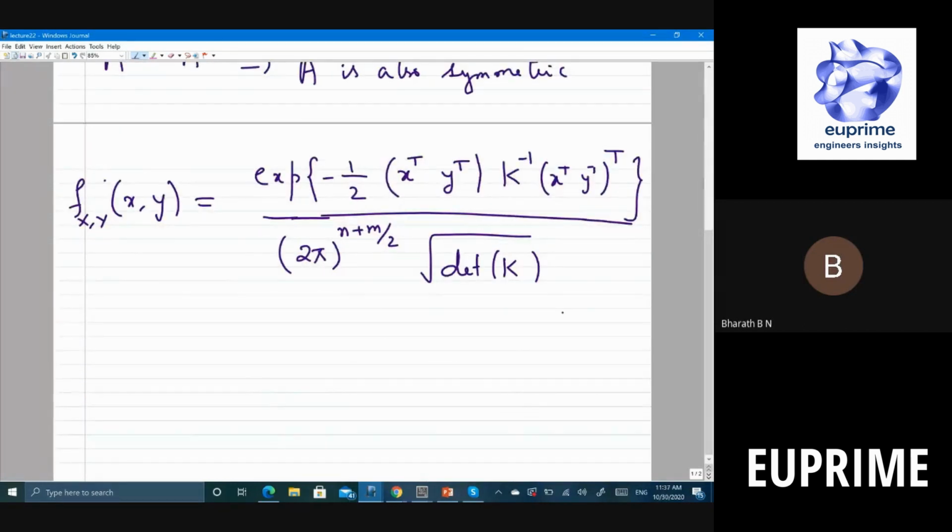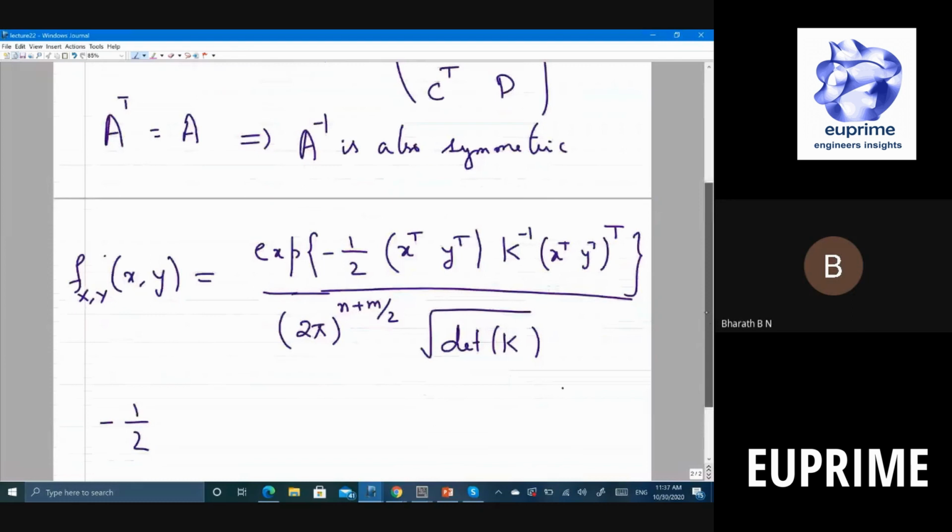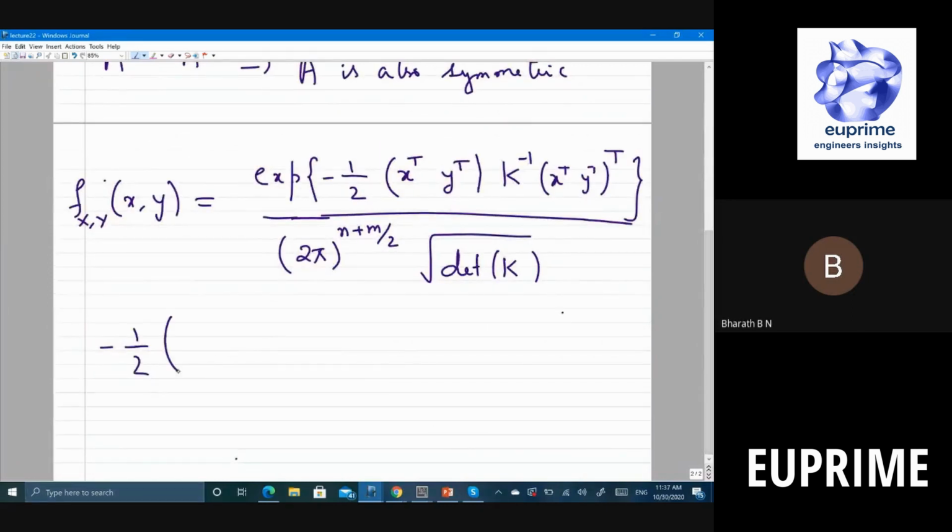Now I can write the exponent in the following way. The exponent would be minus half, x transpose y transpose K inverse. K inverse is this matrix B, C, C transpose, D. If I plug it in, I get x transpose Bx plus x transpose Cy plus y transpose C transpose x plus y transpose Dy. This would be the exponent. Do you agree?